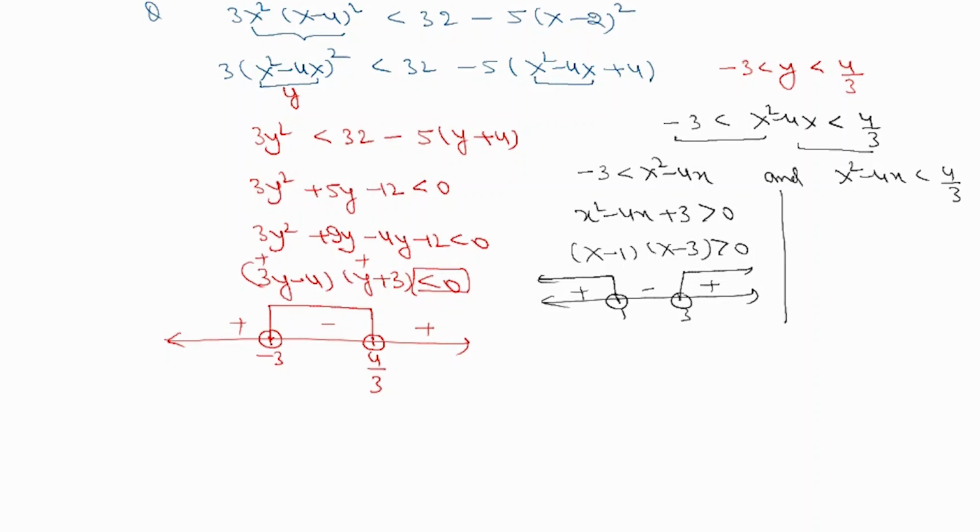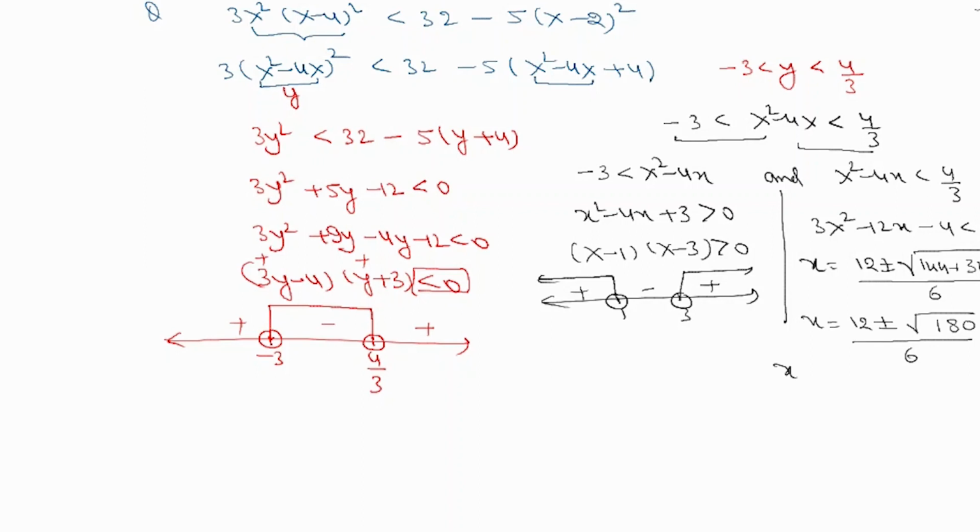Now when I'm going to solve the second one, here I'll get 3x square minus 12x and then minus 4, it should be less than 0. So here I cannot factorize it. So I'll simply write x as 12 plus minus root of b square minus 4ac, and then plus 36 amounts. So I can actually write it as x equals 12 plus minus 6 root 5 by 6. So this is 2 plus minus under root 5.